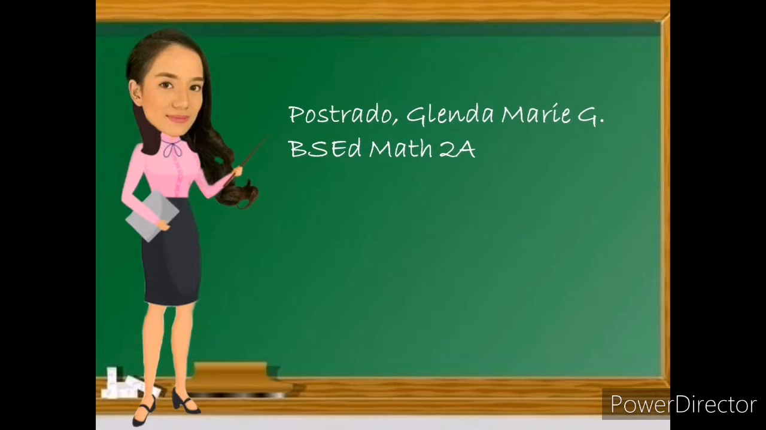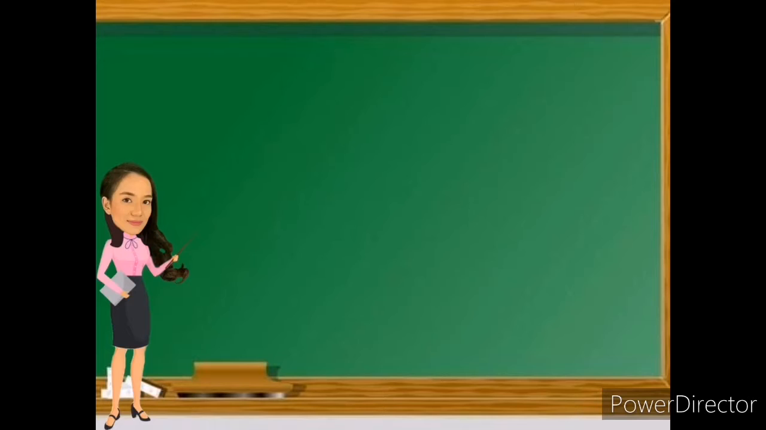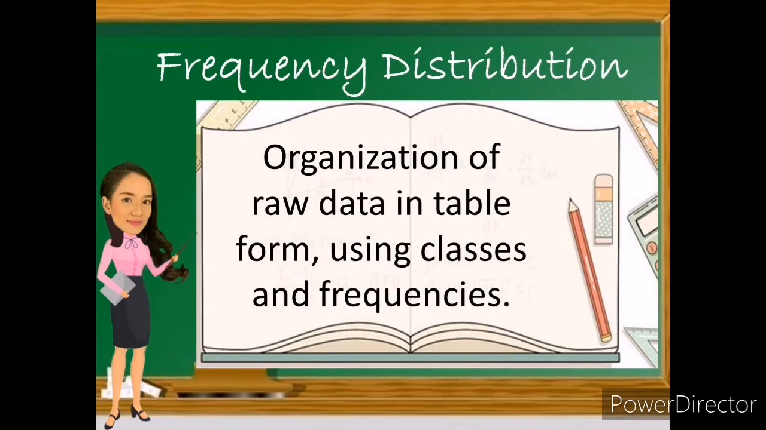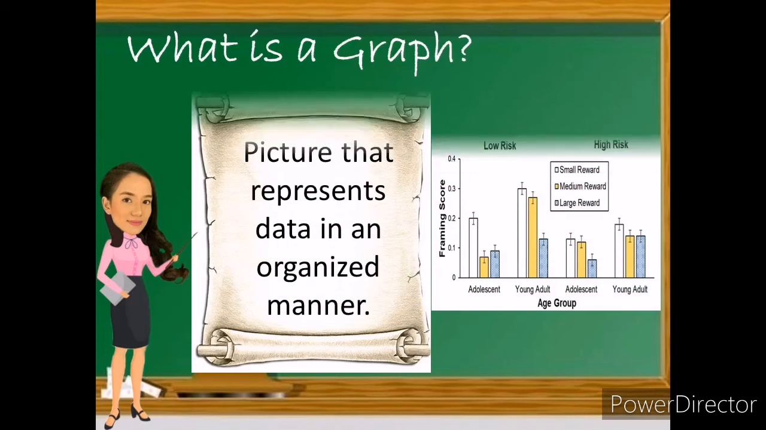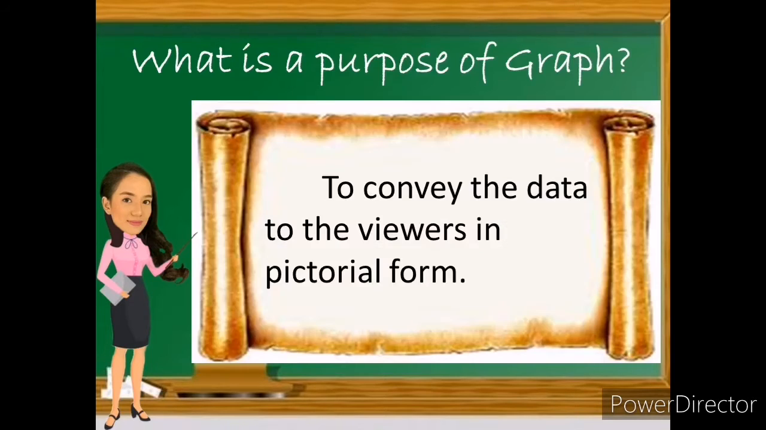Chapter 2, Lesson 2. After we've learned how to organize the data into a frequency distribution, which is defined as an organization of raw data in table form using classes and frequencies, we can present them in graphical form. First, let us define graph. A graph is a picture that represents data in an organized manner. And the purpose of graph is to convey the data to the viewers in pictorial form.